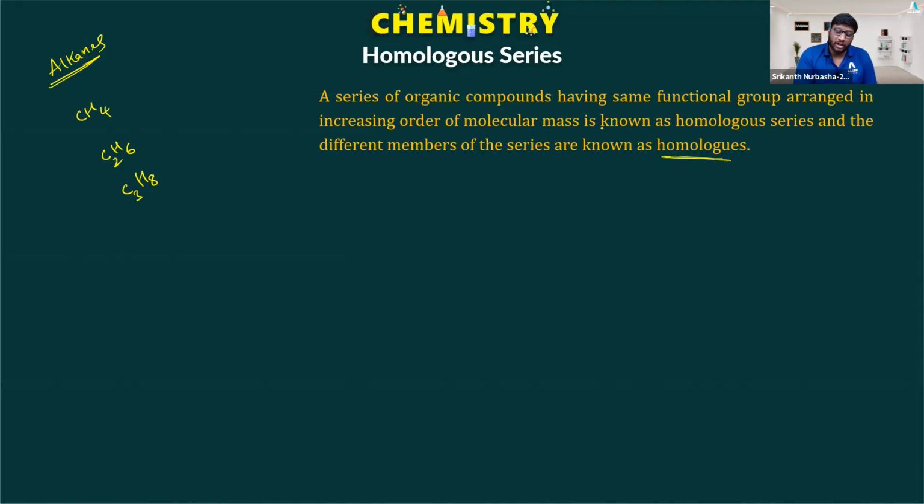So a series of organic compounds having same functional groups arranged in the increasing order of molecular mass is said to be homologous series, and the different members of the series are said to be homologues.